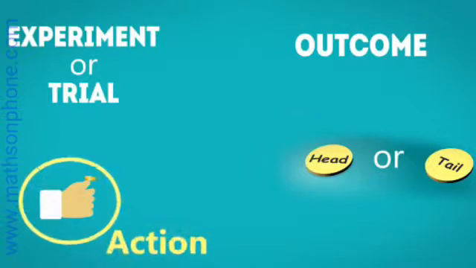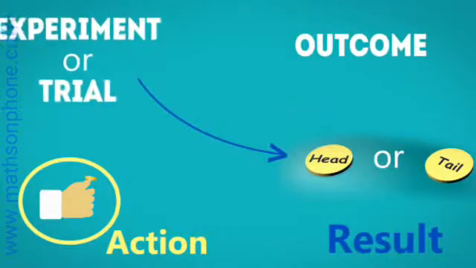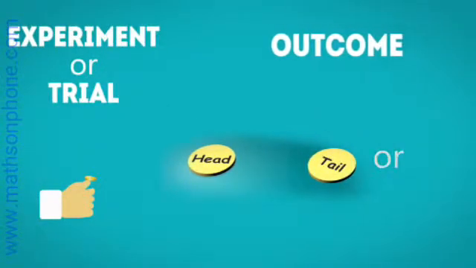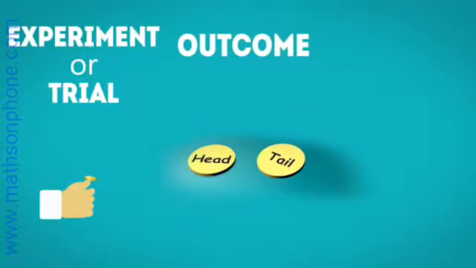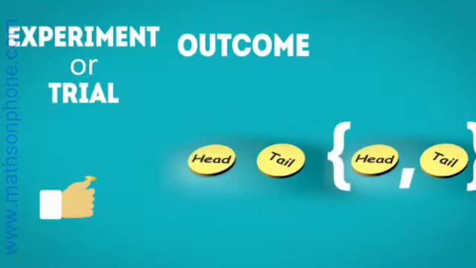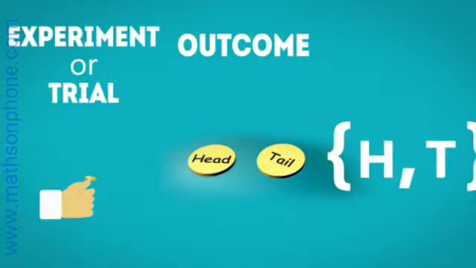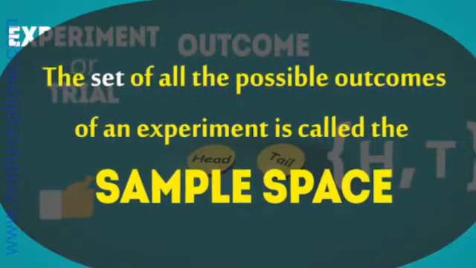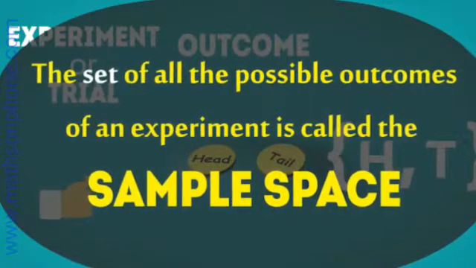It is an action which can have more than one result. An outcome is a probable result when the experiment or trial is performed, right? If we collect all the outcomes of an experiment together, it will look like a set. We have already learnt about sets in our previous grade. In the case of tossing of a coin, it would look like this. In probability, all the possible outcomes of an experiment are called the sample space.